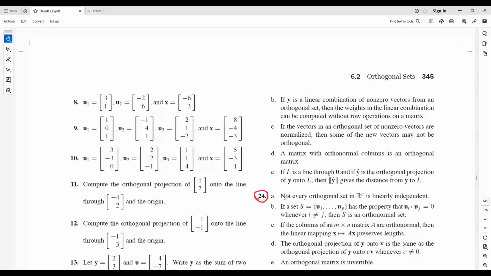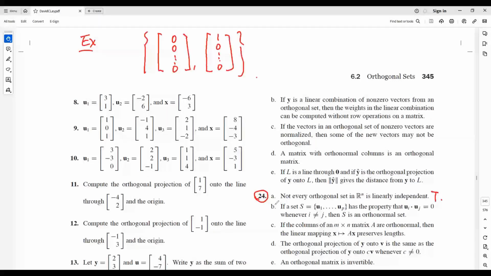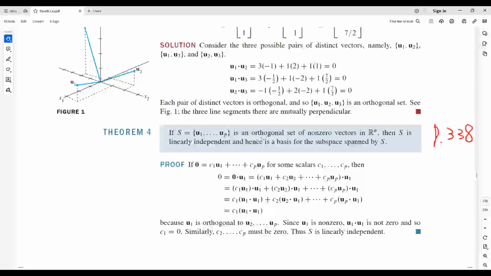Problem 24. A. Not every orthogonal set in Rn is linearly independent. True. Example, this is an orthogonal set in Rn, but it is a linearly dependent set. If S is an orthogonal set of nonzero vectors in Rn, then S is a linearly independent set.